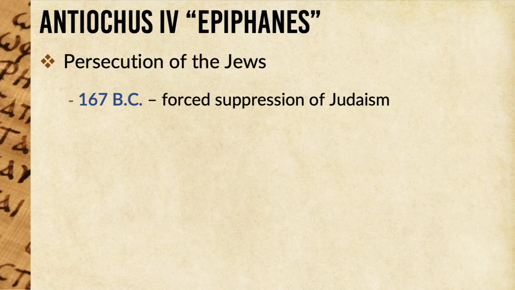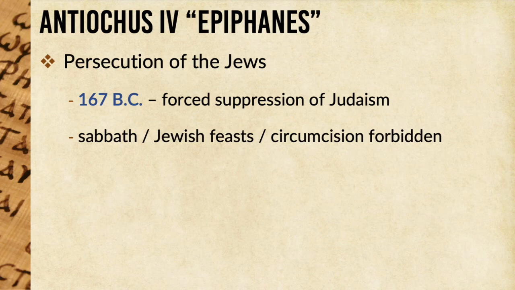Remember, up until this time, under the Ptolemies, Judaism had been tolerated. Even under Antiochus III, Judaism had been tolerated. Antiochus IV comes along now. We're not going to have any of this. These stubborn Jews are going to have to understand just how wonderful Greek things are. My entire kingdom is going to be united under this. Can't have all of these people worshiping their own gods and having their own culture. So they begin to have forced suppression of Judaism.